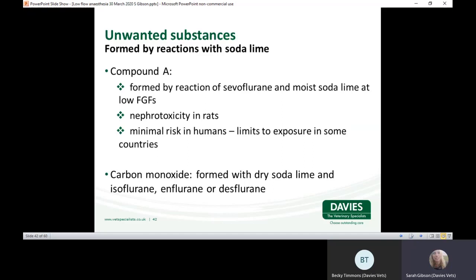Also, carbon monoxide has been formed with dry soda lime and isoflurane, enflurane or desflurane. This was usually a problem when anaesthetic machines were switched off but left with a minimal flow rate of oxygen all weekend. Then the first patient on Monday was exposed to carbon monoxide.